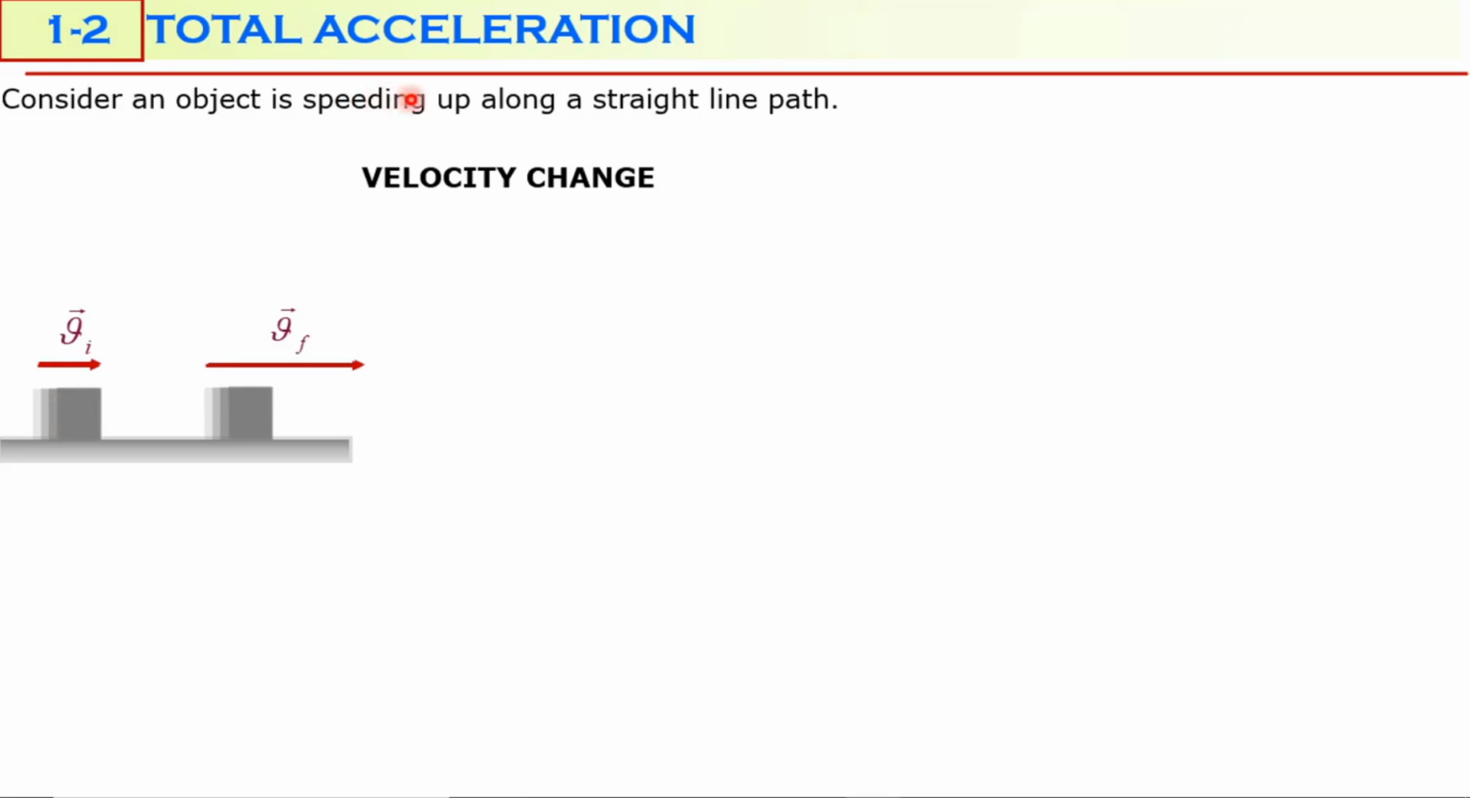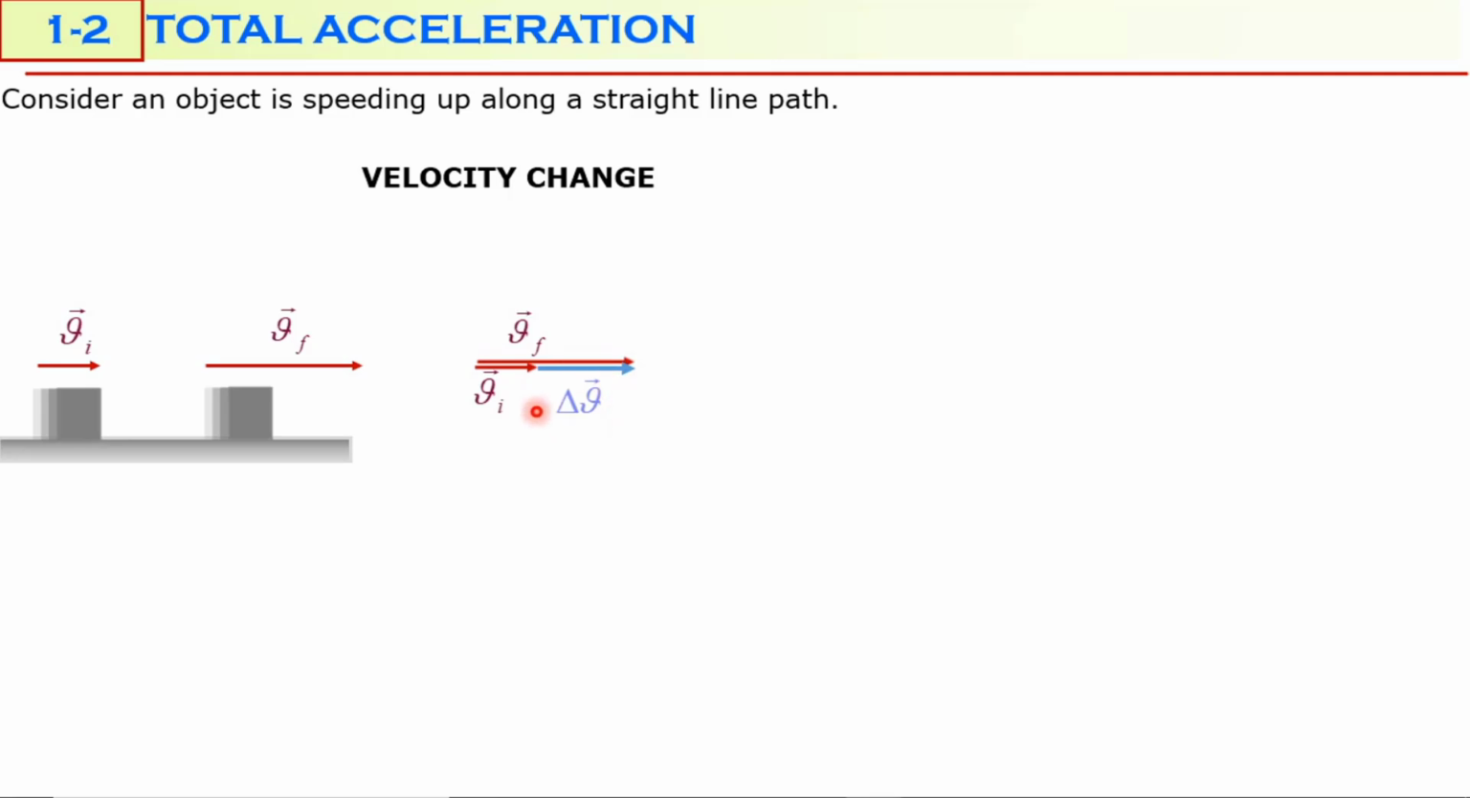So consider an object speeding up along a straight line path, as I explained here. What is velocity change? As I said, put them side by side so the tails coincide. Then draw a directional line from the initial to the final, and that is going to be delta V.